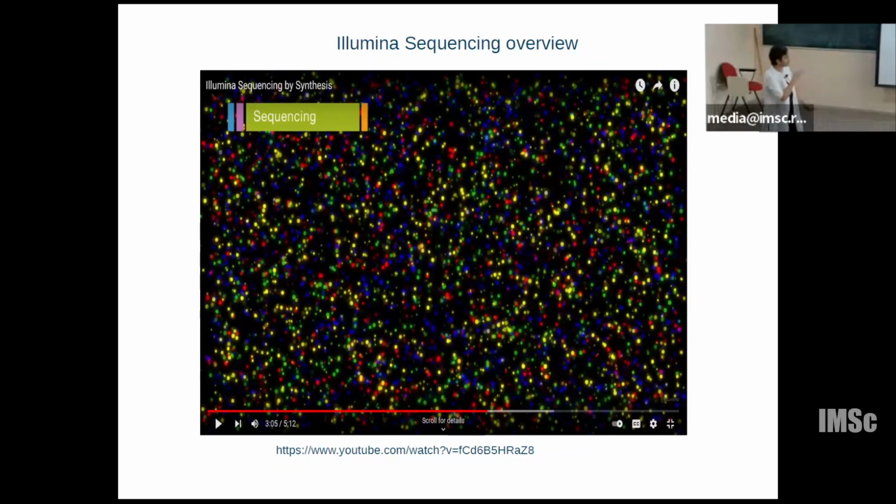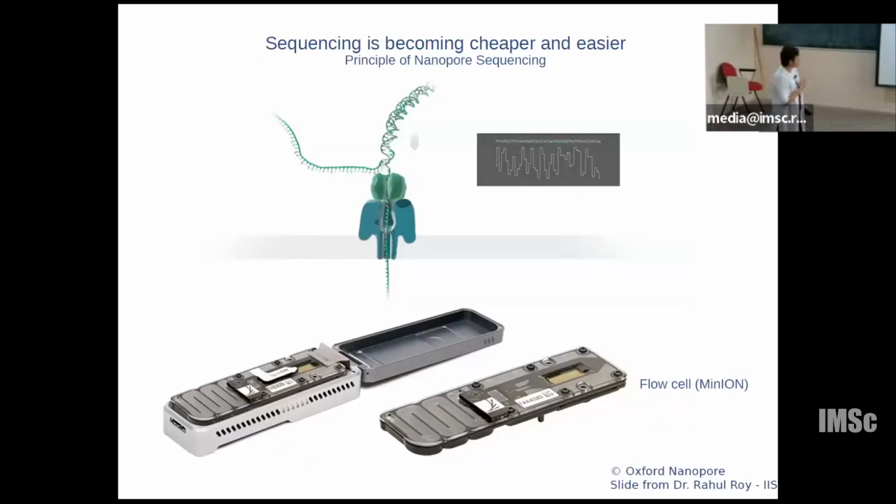This is called sequencing by synthesis. Each of these beads is telling us the kind of molecule, whether it's A, T, G, or C, present there. People scan these images and figure out what's happening in each of these clusters. This is a kind of sequencing called Illumina sequencing.